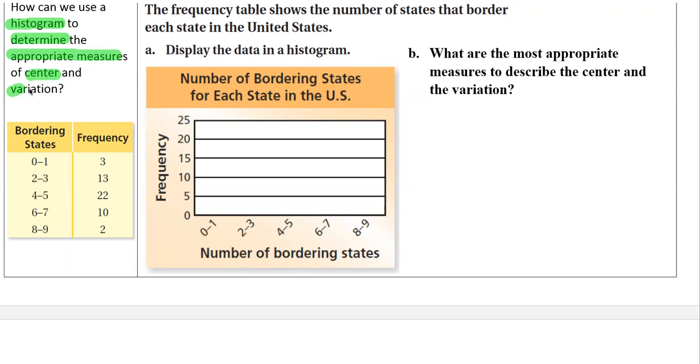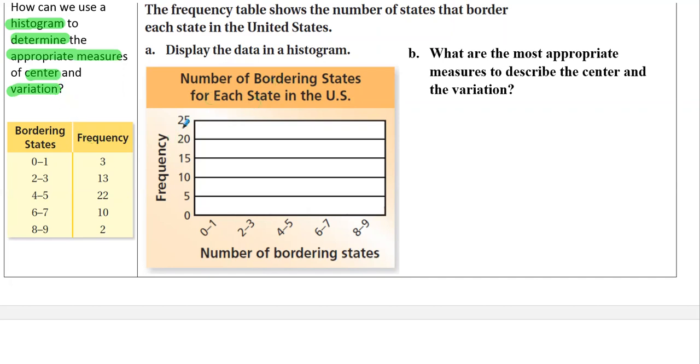All right, sweet. So remember, if we have skewed data, we're going to use the median for the measure of center and the IQR for the measure of variation. And if we have symmetric data, we're going to use the mean for the measure of center and the mean absolute deviation for the measure of variation.